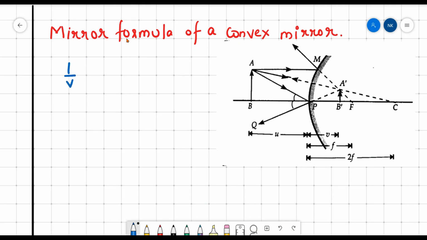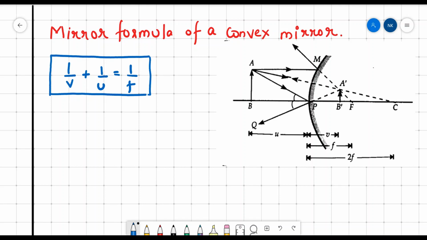1 by V plus 1 by U equals 1 by F. This was the formula, and here we are going to derive this for a convex mirror. For the concave mirror, we already had a discussion of both cases, where the image formed was real and where it was virtual. Now we are going to do that for the convex mirror. Here we need only one case, because the image is not going to be real, it's going to be virtual only.